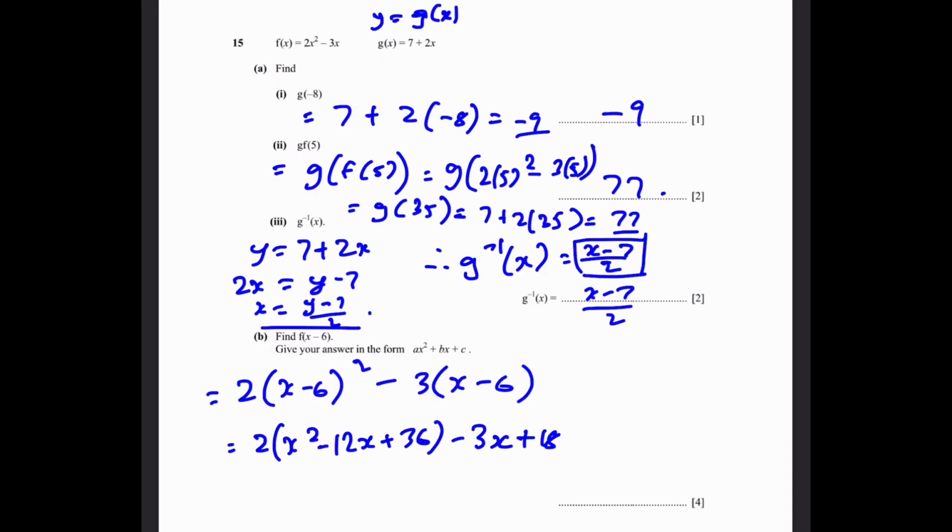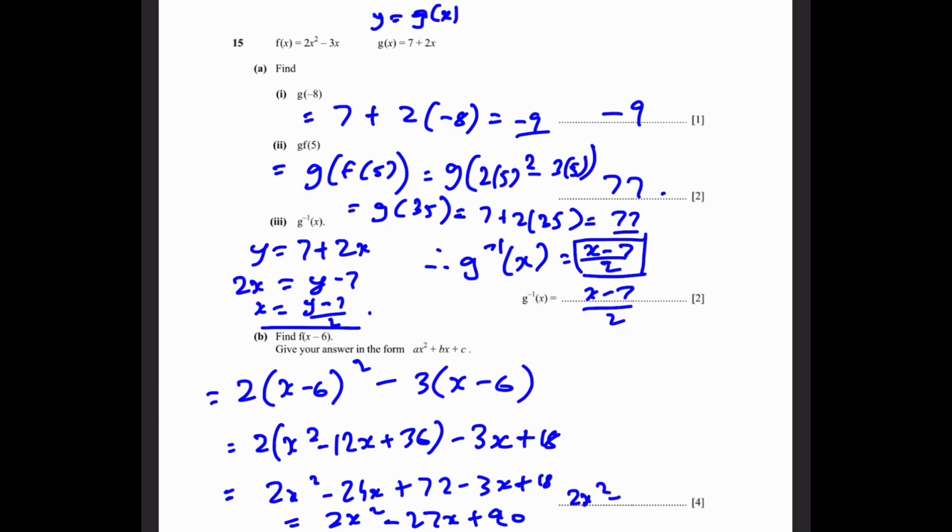And now we can expand this bracket as well, this large bracket here. 2x squared minus 24x plus 72 minus 3x plus 18. That's going to be equal to 2x squared minus 27x plus 90. And that is our answer.